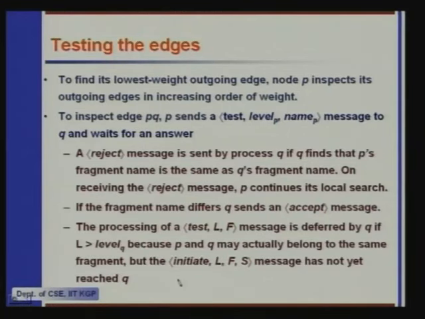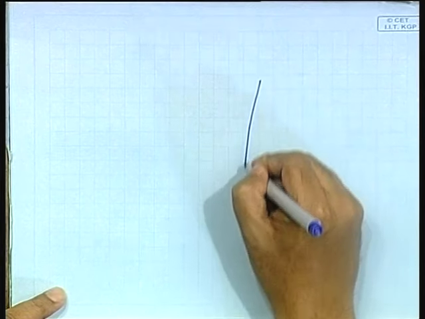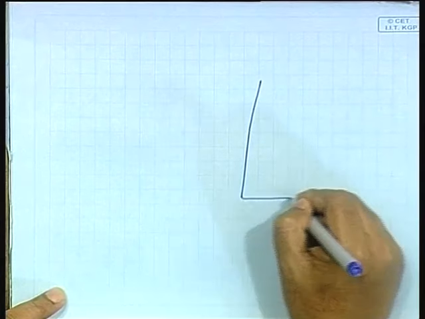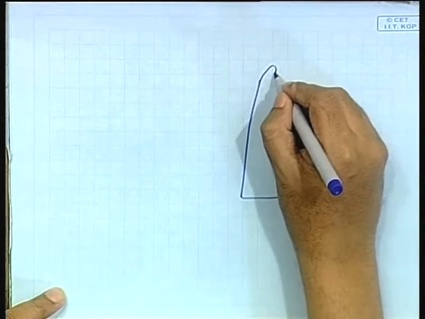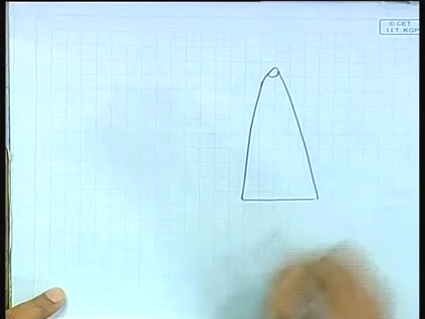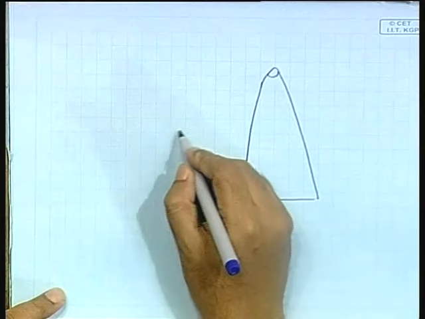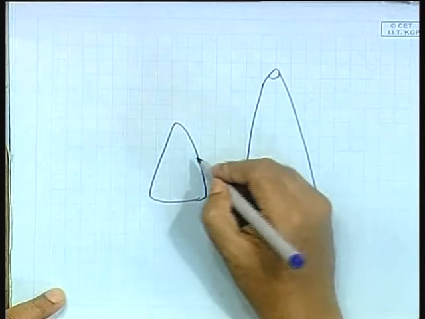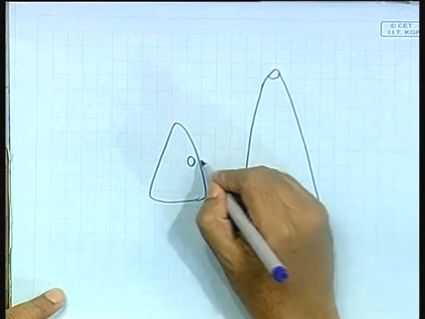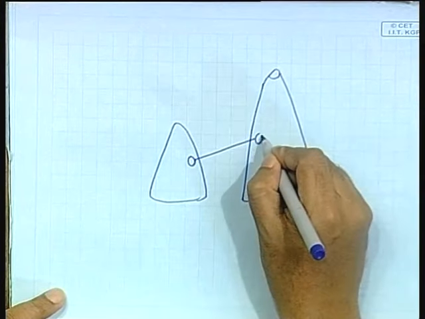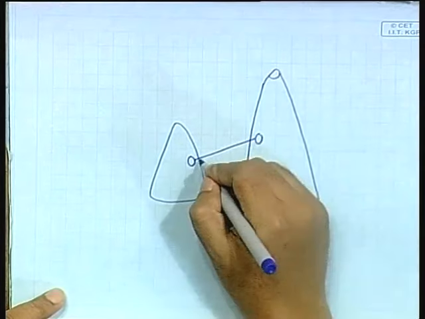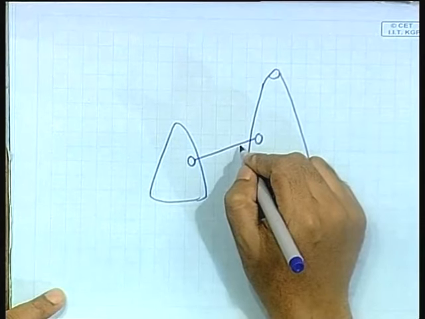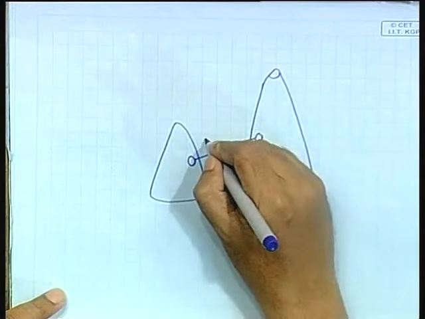This issue is like this. This is one fragment, and this is another fragment. This has been selected as a branch. How was it selected as a branch?